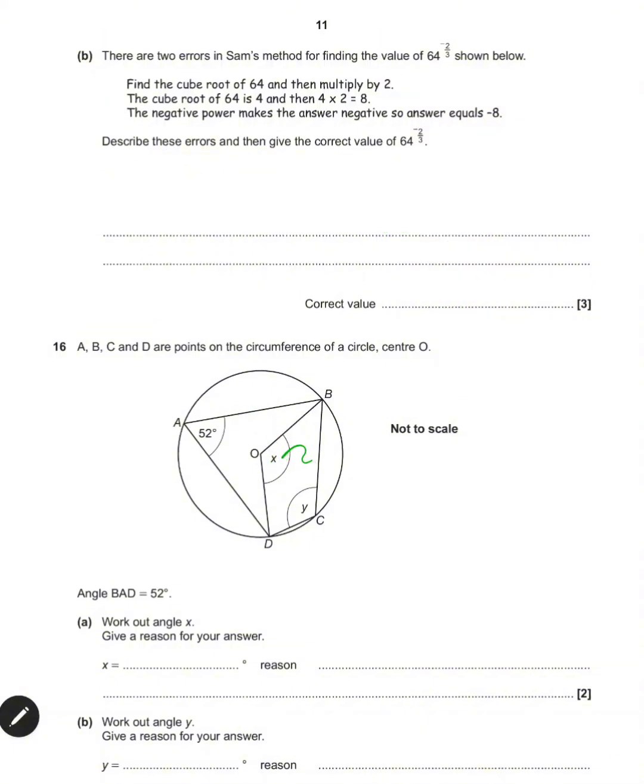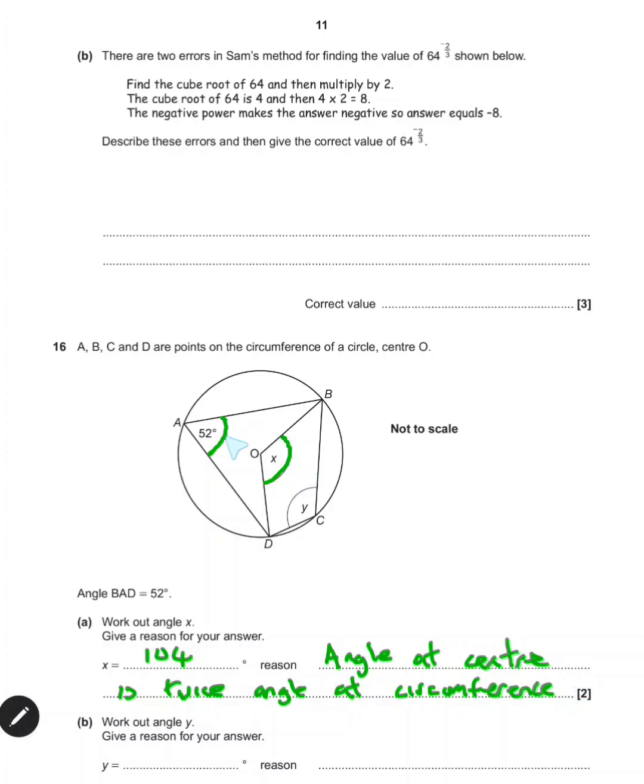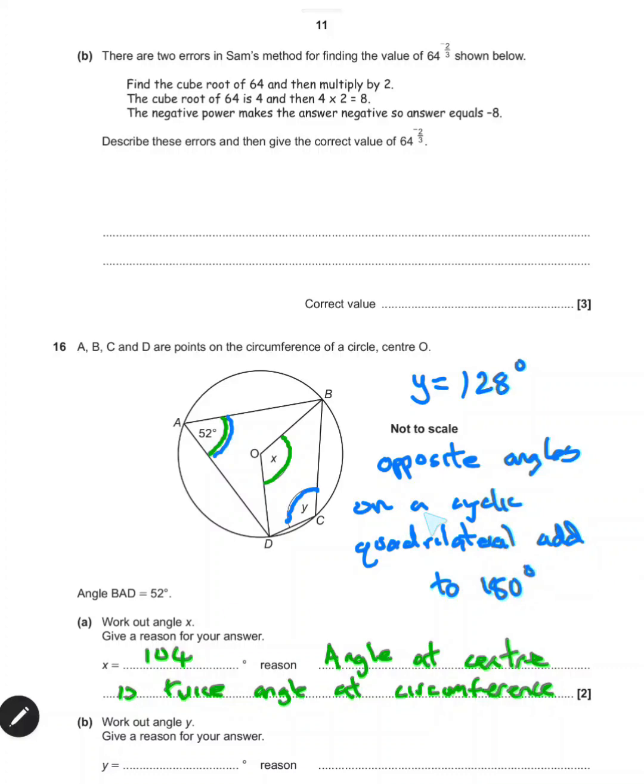Question 16, we've got circle theorems, and we're asked for angle X, which will always be twice this angle here. So I'm going to double 52 and get 104. And the reason being, angle at the centre is twice the angle at the circumference. We're also asked for angle Y. And if we look at these two angles together, they will always add up to 180. So Y is going to be 180, take 52, which is 128. And the reason is opposite angles on a cyclic quadrilateral add to 180.